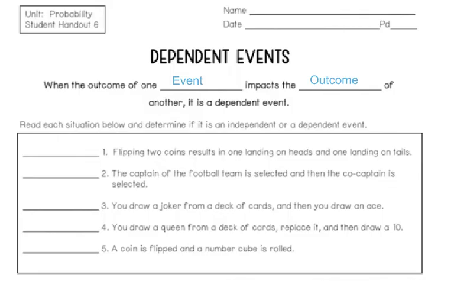So dependent events are events that are dependent on one another. And this means when the outcome of one event impacts the outcome of another. When that happens, it is called a dependent event. Next, we're going to read these situations and determine if they are independent or dependent events.